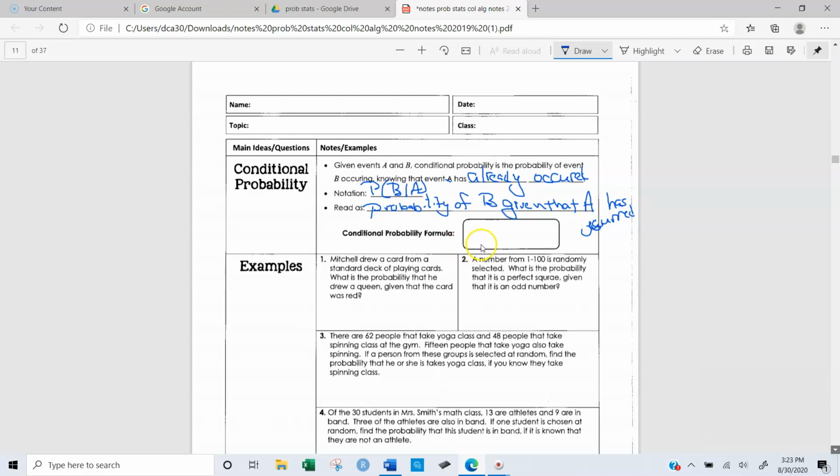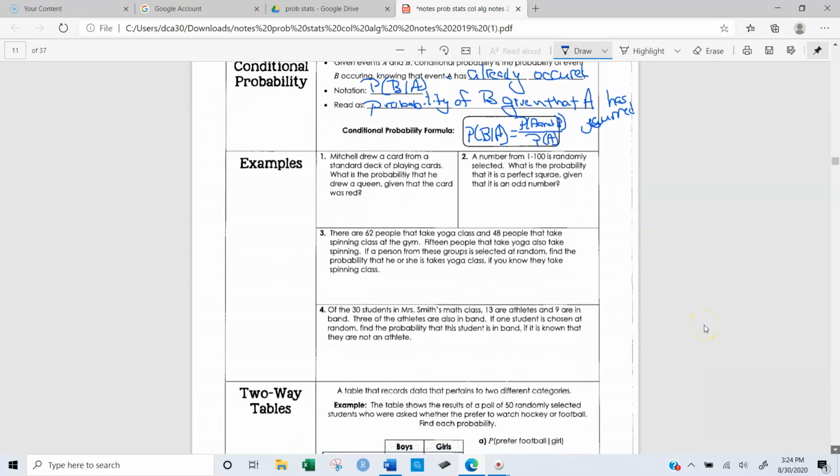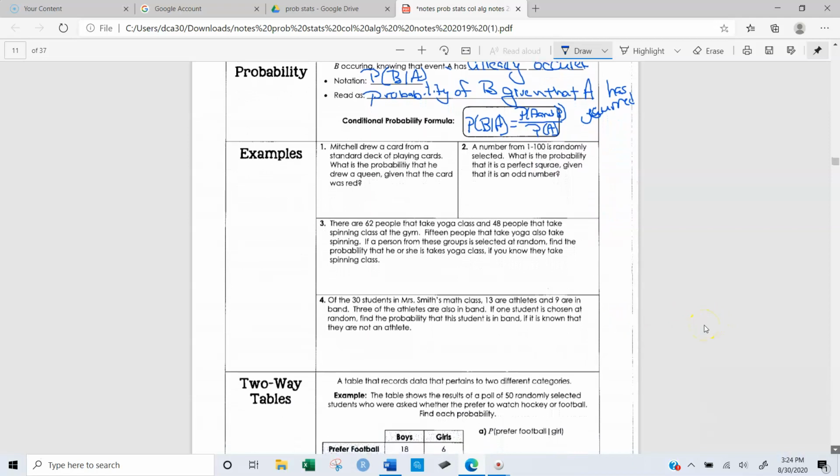Now the conditional probability formula is always the one we just wrote: P of B given that A has happened is the probability of A and B all over the probability of A. That formula to me has always been confusing. I'm going to show you how I do it and see if it helps you out a little bit.